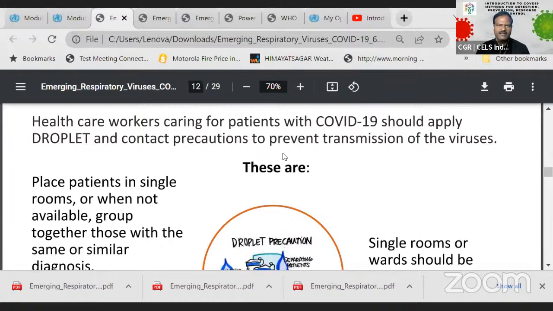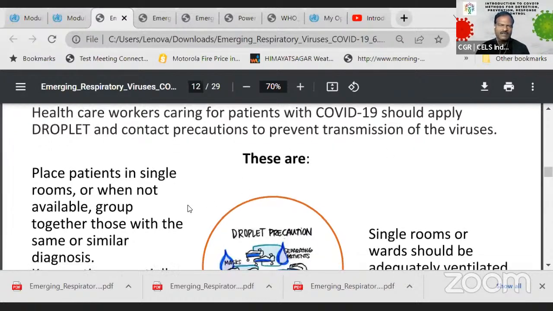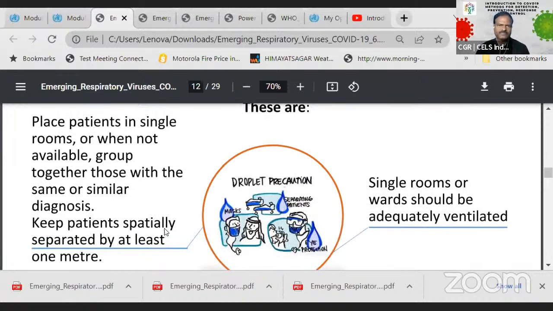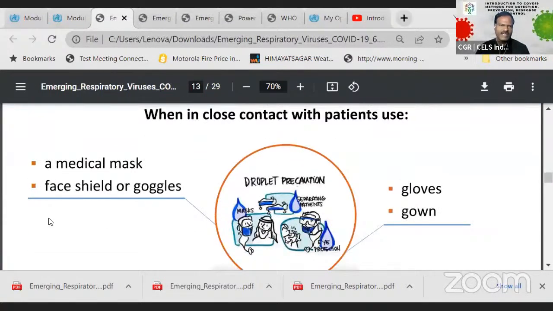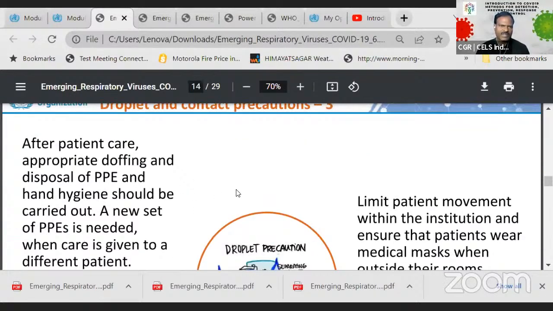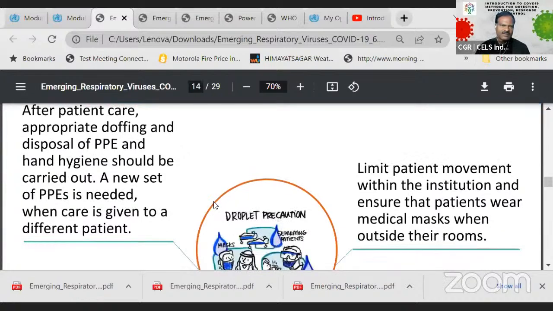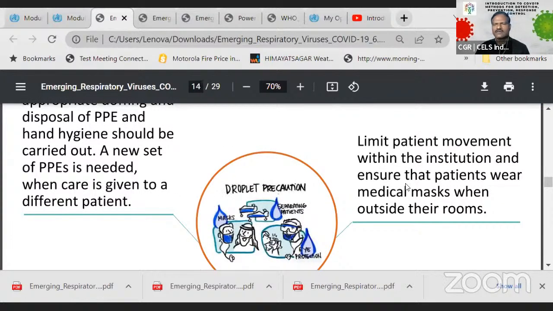And especially droplets, these are very dangerous. They lead to transmission. So droplet precaution is through masks and keeping the patients at a distance, or even eye protection also. So medical masks, again, face shield or goggles, gloves, gowns, all that are required. There are especially PPE kits which were in use when we contact the infected person, even visiting that person if needed. We have to take care.